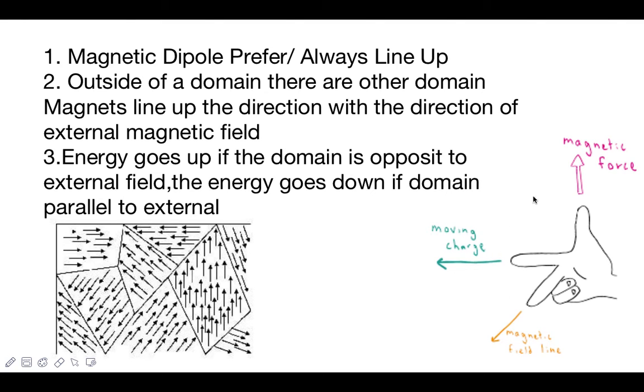This is the type of thing we learned back in our school or college days: the magnetic force is at 90 degrees to the moving charge and the magnetic field line, which is not illustrated by me.